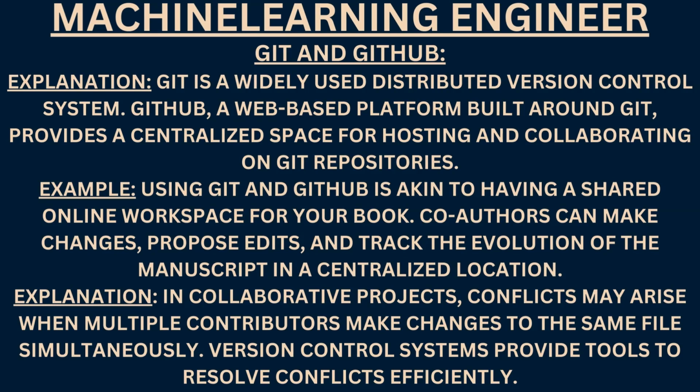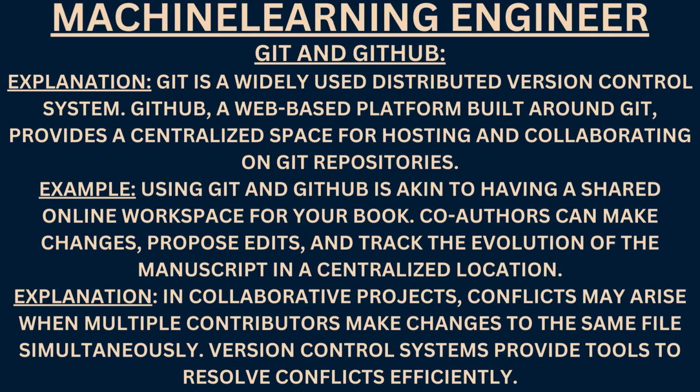Git and GitHub. Explanation. Git is a widely used distributed version control system. GitHub, a web-based platform built around Git, provides a centralized space for hosting and collaborating on Git repositories. Example, using Git and GitHub is akin to having a shared online workspace for your book. Co-authors can make changes, propose edits, and track the evolution of the manuscript in a centralized location.